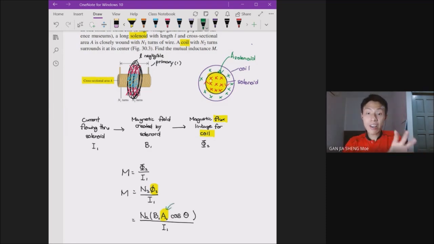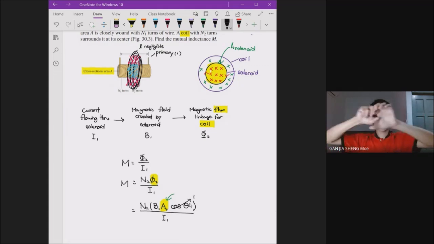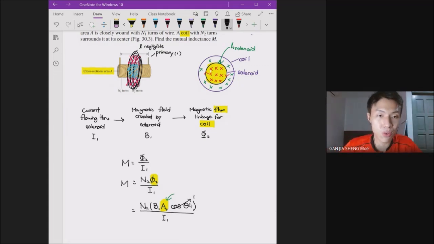It's the area of the coil that is experiencing magnetic field. And the area of the coil that is experiencing the magnetic field is not the whole area, but only the portion of the area that is inside the solenoid. That's why you can change it to become the area of the solenoid. The cos theta over here, well, they are coaxial, so this one you know will be equal to 1. They are all sharing the same axis.